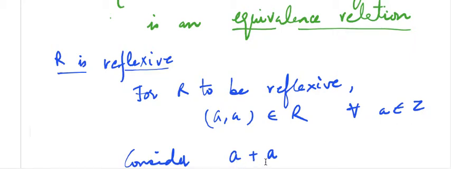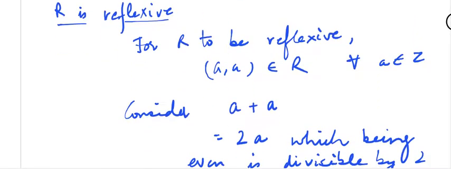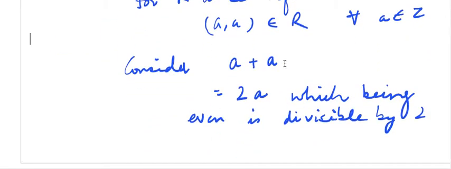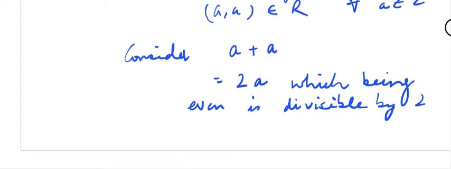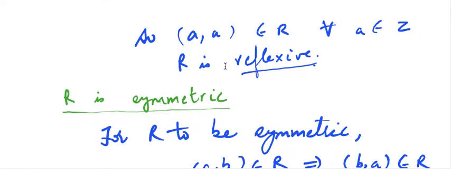We consider a plus a, because (a, a) will be defined by the expression a plus a. Now a plus a is equal to 2a, which being even is divisible by 2, right? Any number multiplied by 2 is going to be divisible by 2. So all the ordered pairs of the type (a, a) will belong to R. So R is reflexive relation.